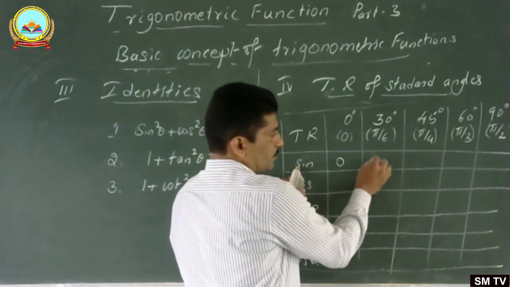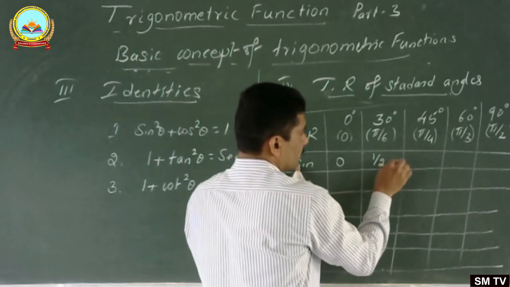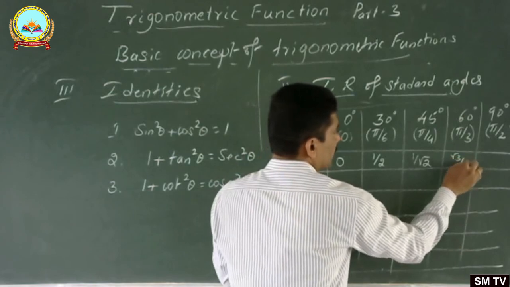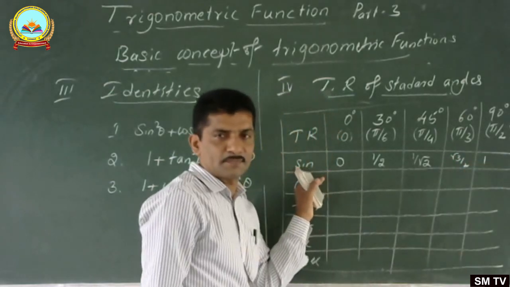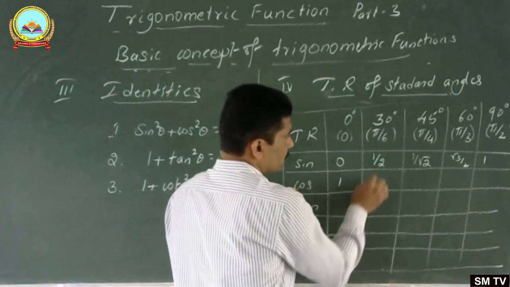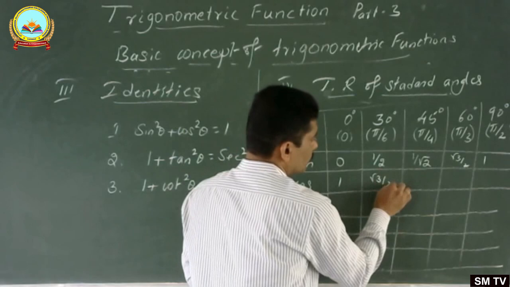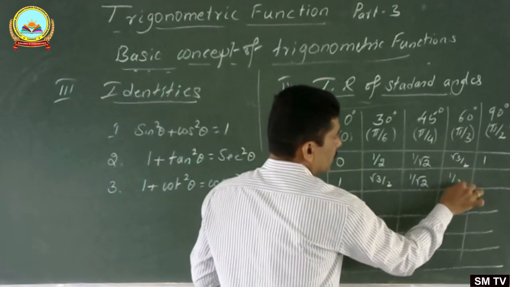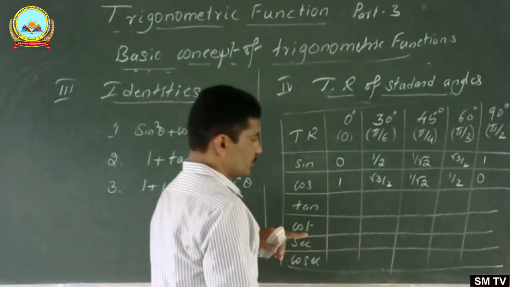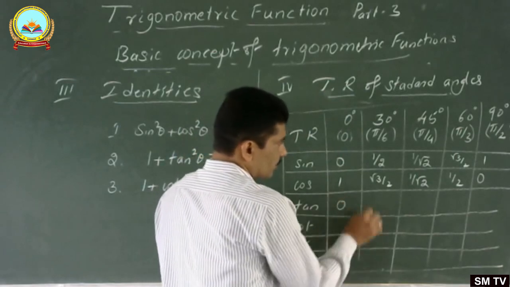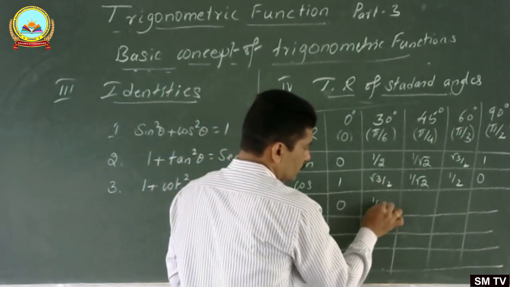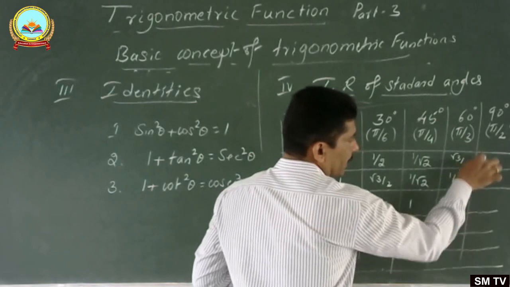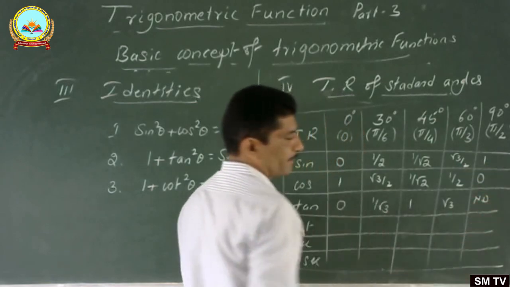Sine of 0 is 0, sine pi by 6 or 30 degree is 1 by 2, 45 degree or pi by 4 is 1 by root 2, pi by 3 means root 3 by 2, and 90 means 1. And cos of 0 degree is 1, cos of pi by 6 means root 3 by 2, cos of pi by 4 is equal to 1 by root 2, cos of pi by 3 means 1 by 2, and cos of pi by 2 is equal to 0. Similarly, tan of 0 degree is 0, tan of pi by 6 means 1 by root 3, tan pi by 4 means 1, tan pi by 3 means root 3, and tan of pi by 2 is not defined.